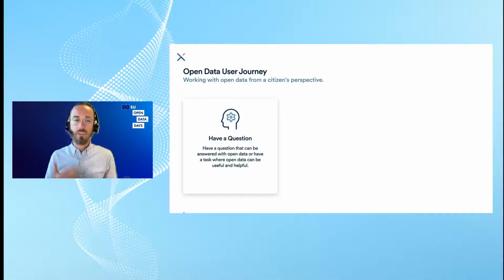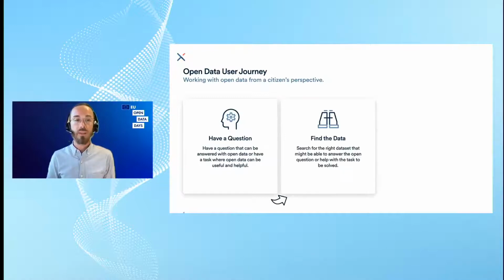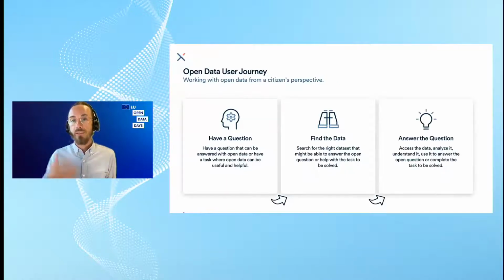So they have a question or they have a task at hand where open data could be useful to help answer that question or complete that task. Next, they go look for the right data set to help them answer that question, right? So identify the right data set that will help them complete their task. And then finally, completing the task, so answering the question, using the data to do so. Maybe a little bit overly simplistic, but let's use this as a guide for our journey today.